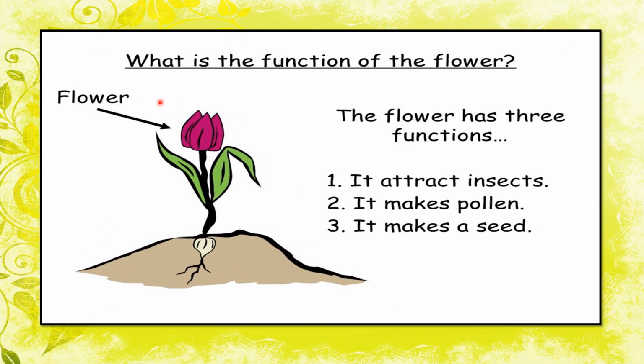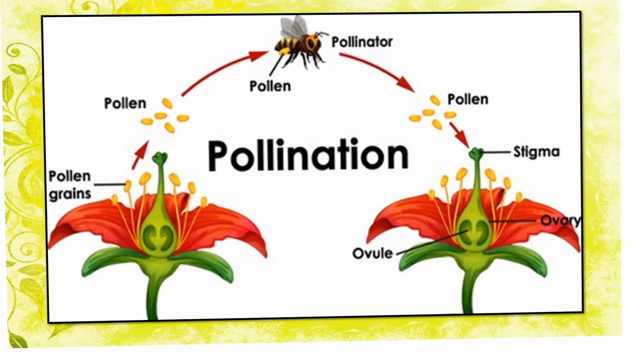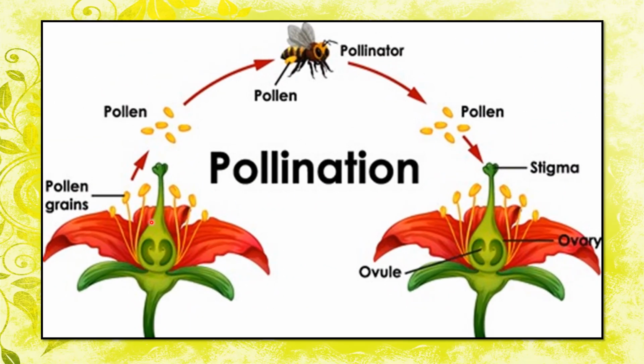Now let us know what is the function of the flower. A flower is the reproductive part in a plant. It has brightly colored petals which attract insects and help in pollination. After being pollinated, the flower produces seeds, and those seeds can be used to grow new plants. A flower changes into fruit which bears seeds, and the first step for this is pollination.